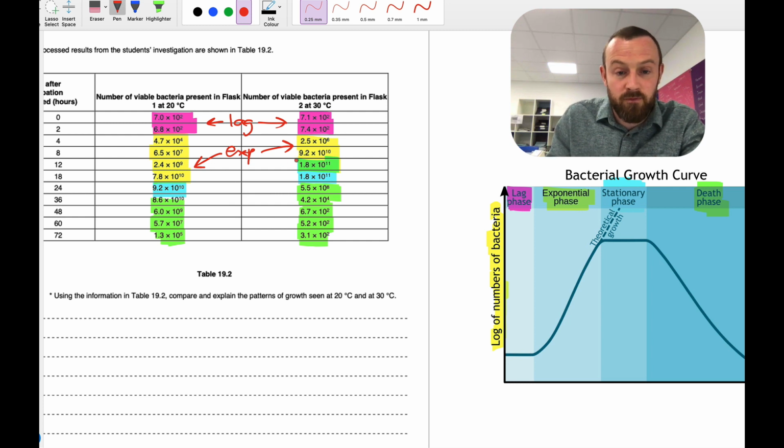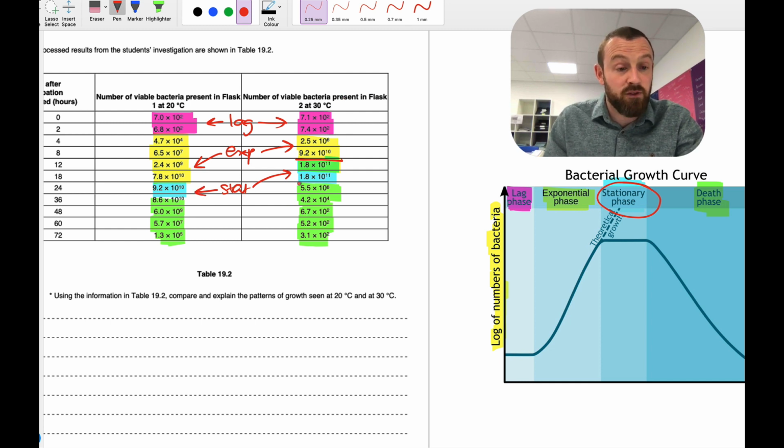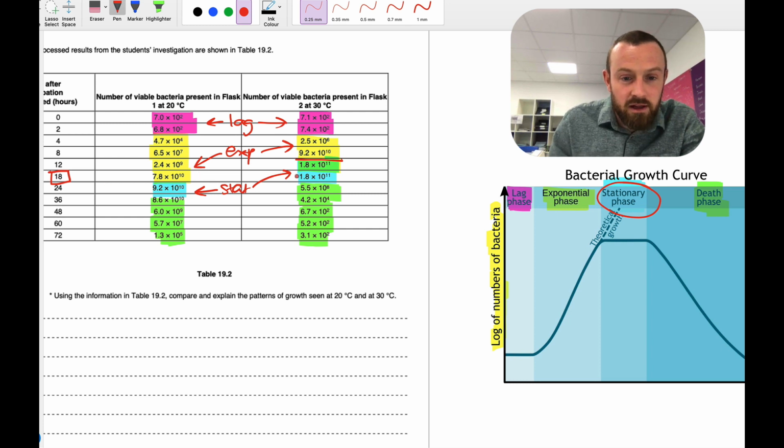Exponential phase finishes more quickly at higher temperatures because the bacteria have grown more quickly and have used up resources. Remember, stationary phase is when resources are becoming limiting. Because the bacteria are growing more quickly at 30 degrees C, they reach stationary phase more quickly. They reach stationary phase at, sorry, my bad, not 18 hours, I meant to do this one, like 12 to 18 hours, whereas at 20 degrees C, it's 24 hours.